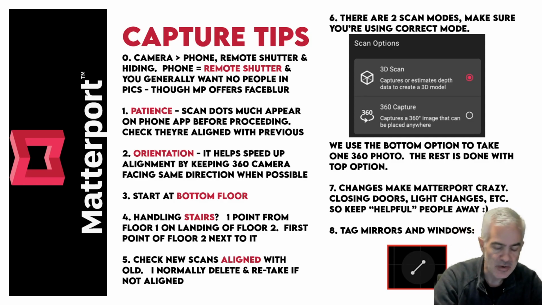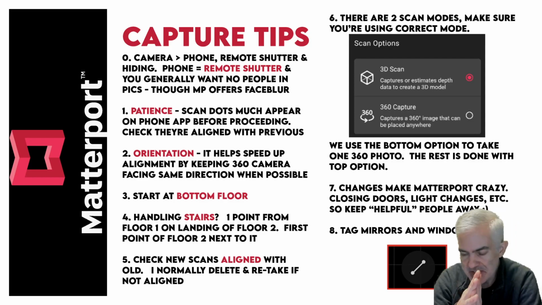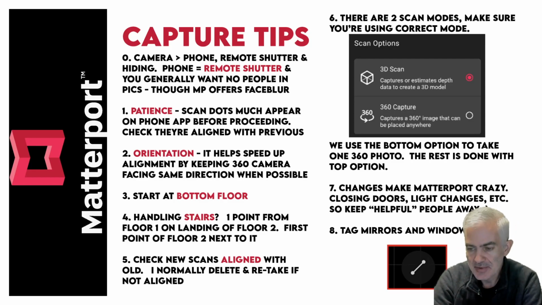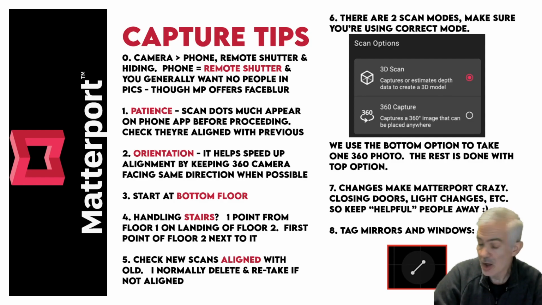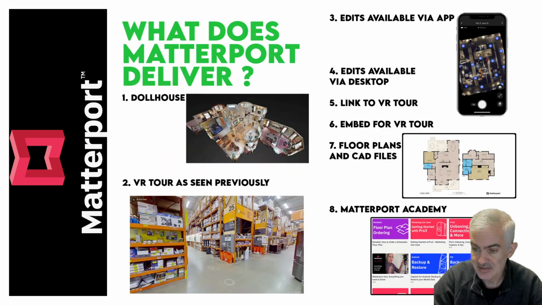Lastly, tag mirrors and doors. Okay, so when you're scanning these locations, you do have to tag mirrors and doors. The reason being, with a mirror, Matterport believes that there's a room behind you, and with a window, it believes that there's a room ahead of you or through the window. So when you tag it, it depletes the reflectivity of it, and you won't have that problem. Otherwise, your scans will go crazy.